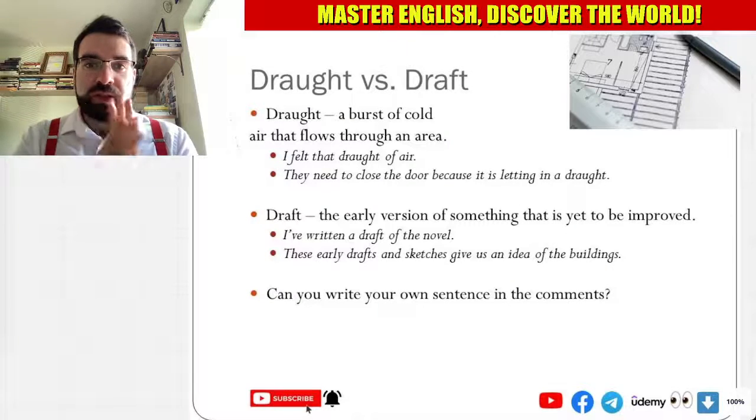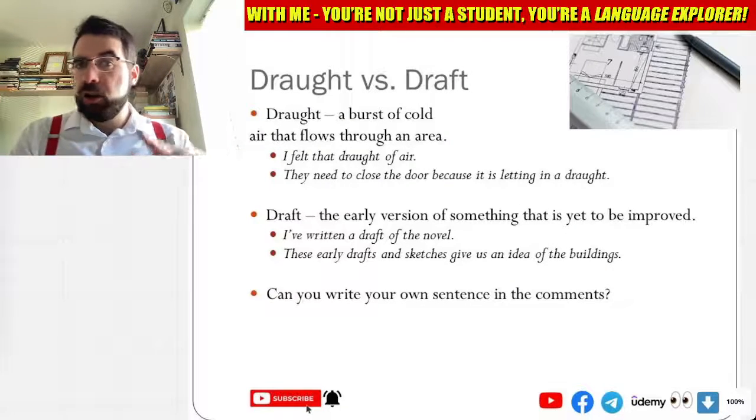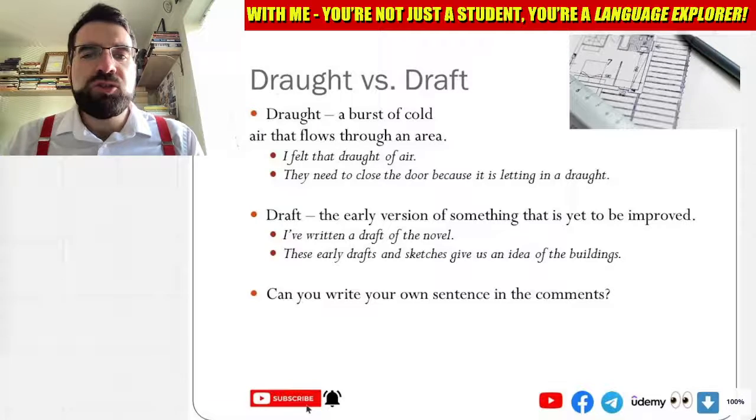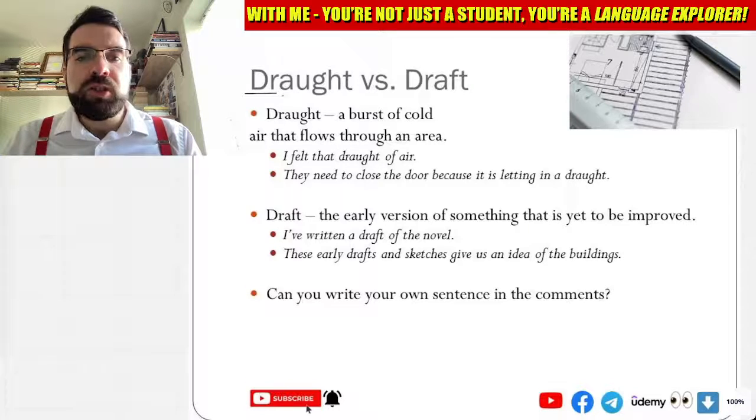Alright, language explorers, so let's have a look at today's commonly confused words. So, draught, draft, and draught.